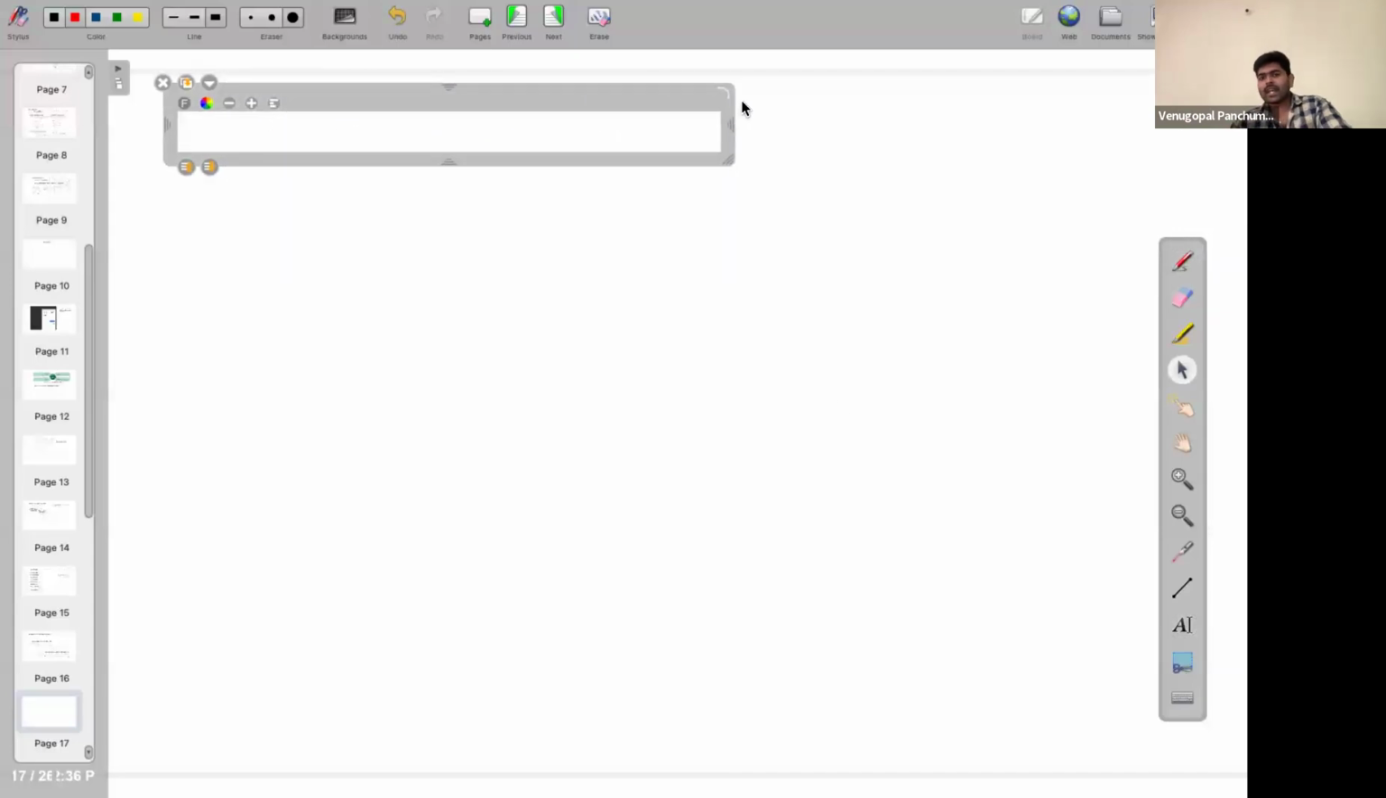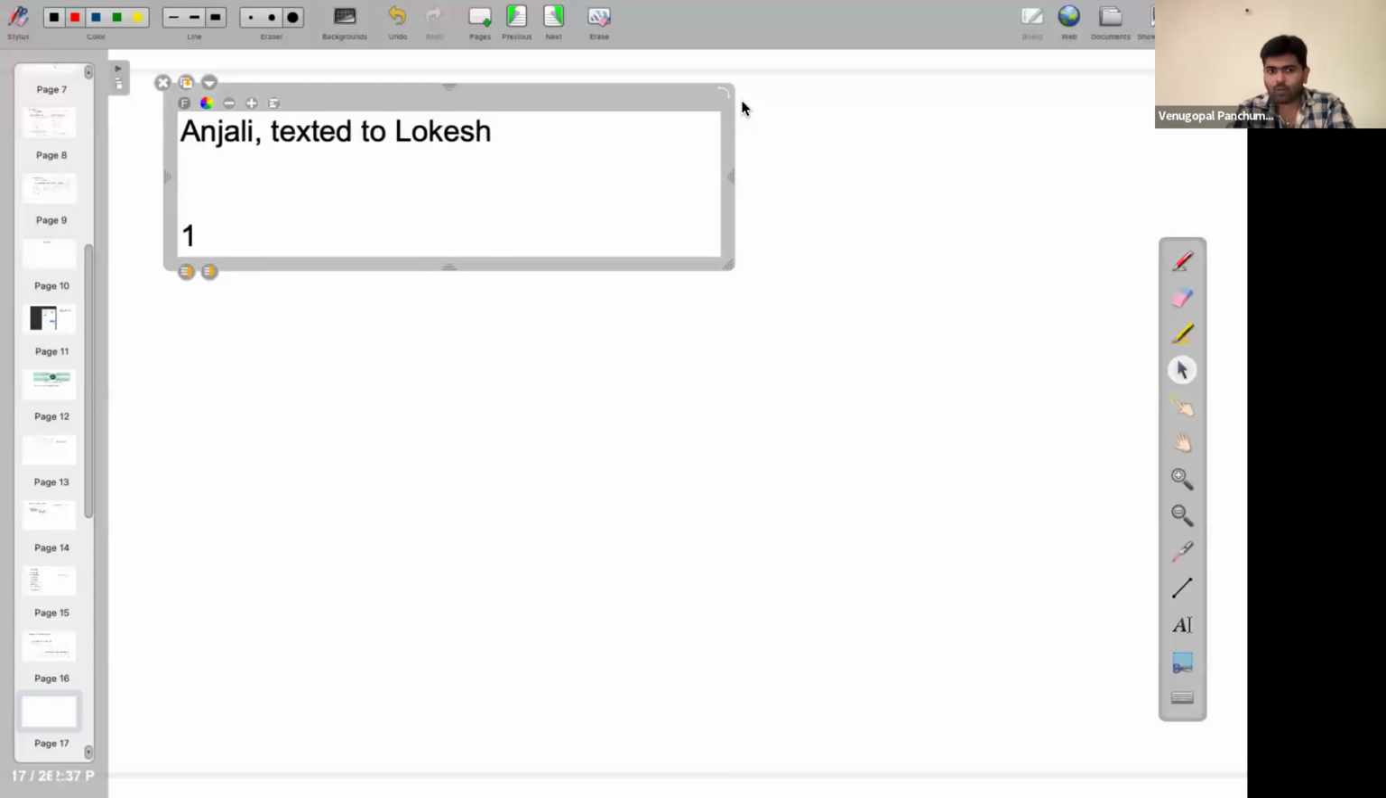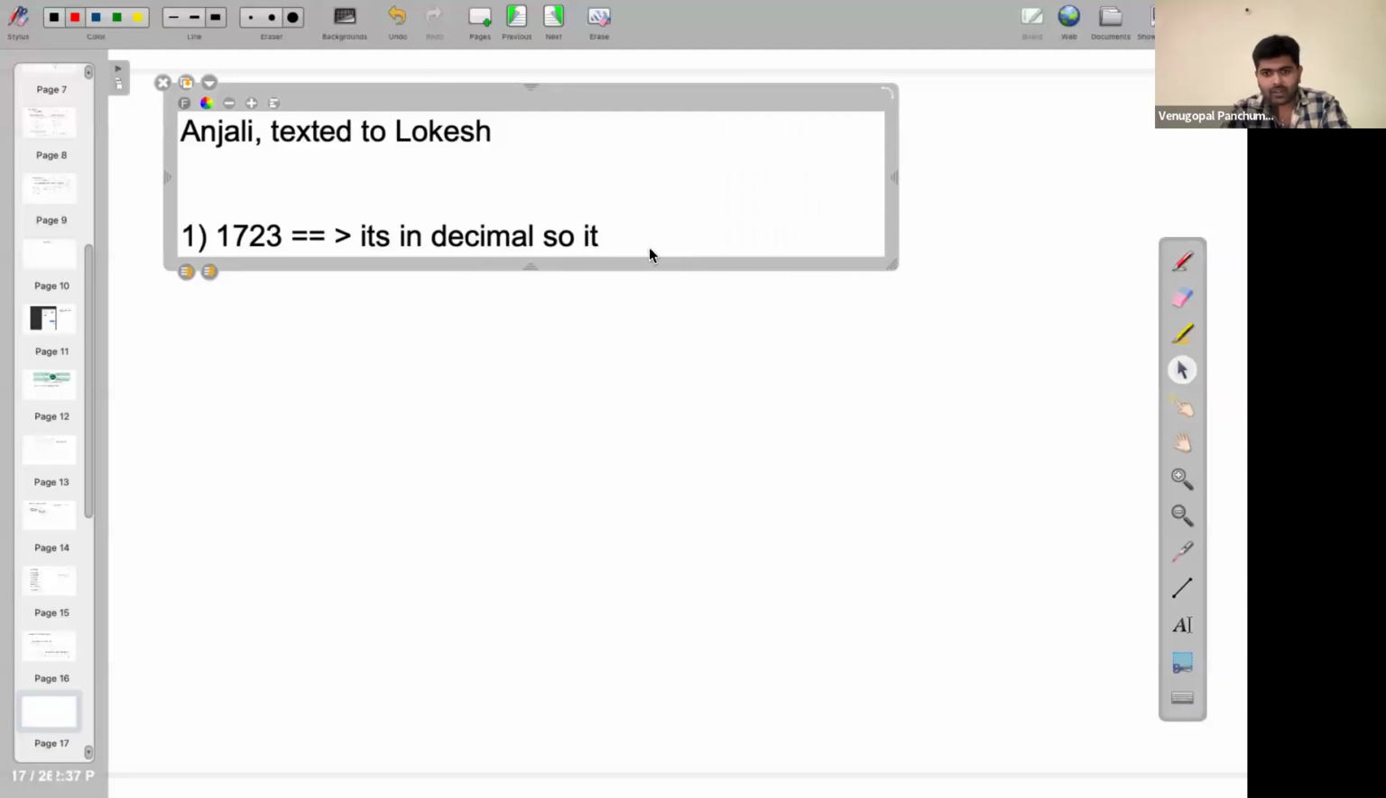So now, let's say Anjali sent a message to Lokesh. First she texted 1723. Then Lokesh can understand that yes, it's in decimal, and so its value is 1723.